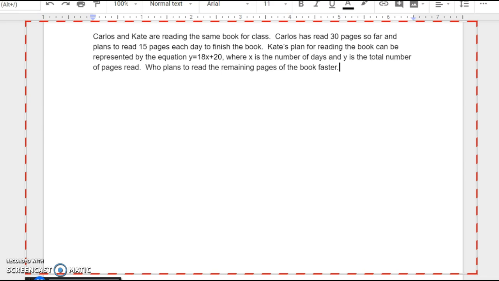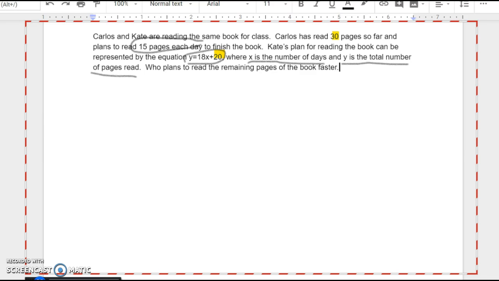Kate's plan for reading the book can be represented by the equation y = 18x + 20, where x is the number of days and y is the total number of pages read. So let's look at some important information. Let's look at some constants. We know Carlos has already read 30 pages. We know Kate read 20 because that's a constant. That's where she started. And we know Carlos is reading 15 pages a day. We know that this is the equation for Kate, and x is the number of days, and y is the total number of pages read.